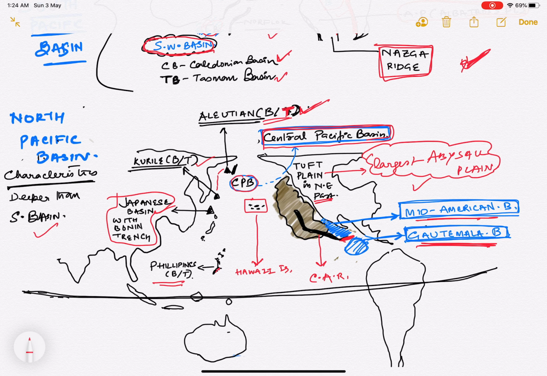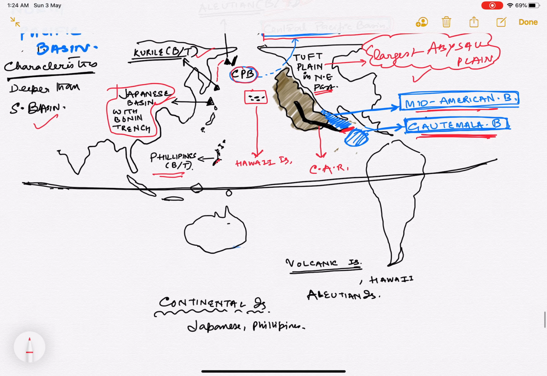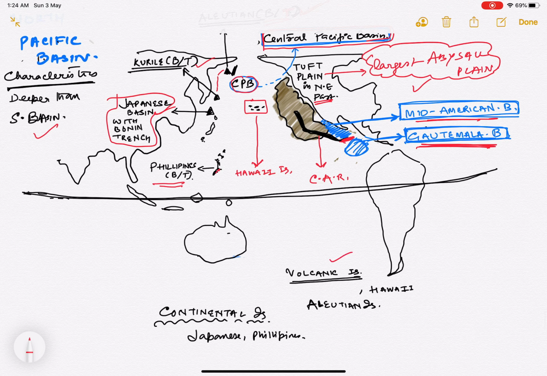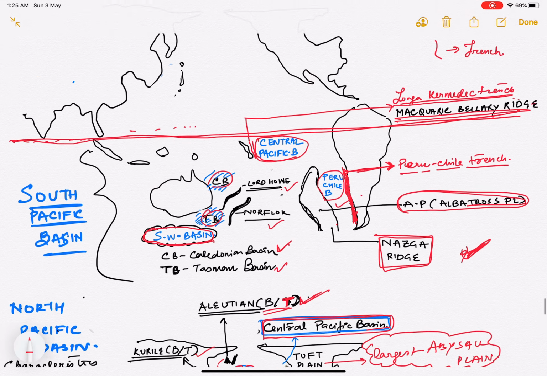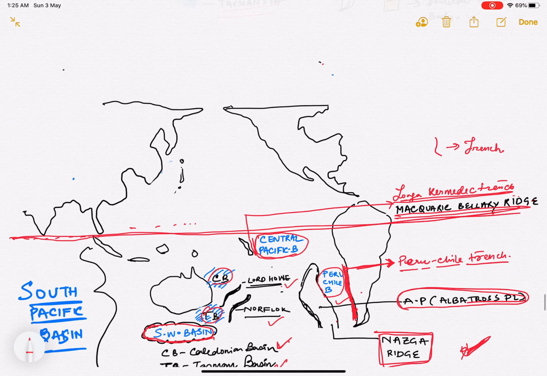This is simple. Next, apart from this, we have over here a range of volcanic islands. Obviously, we have the Hawaiian Islands, the Aleutian Islands. Then we have a range of your continental islands, that is your Japanese and Philippines. We do have coral islands which are within your Micronesia, Polynesia. Within this, we have also your coral islands. I hope you got a brief understanding of this.